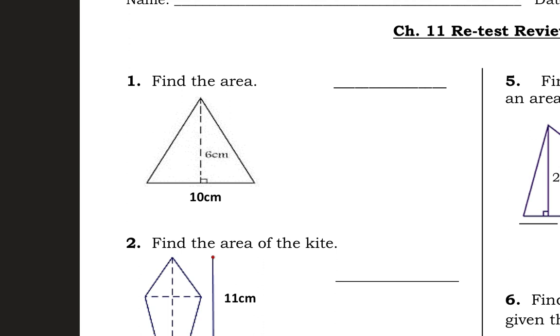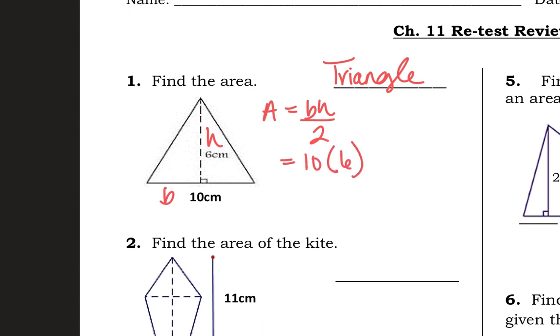So the very first shape we have is a triangle. And the formula for a triangle is base times height divided by 2. Now our base is 10 and our height is 6, so it's just a matter of plugging them in, okay? So our base is 10, our height is 6, divided by 2, right? The final area comes out to be 30 centimeters squared.